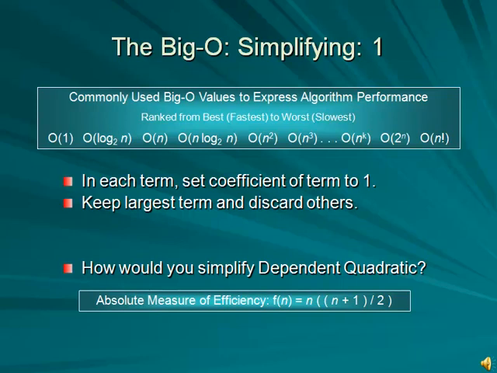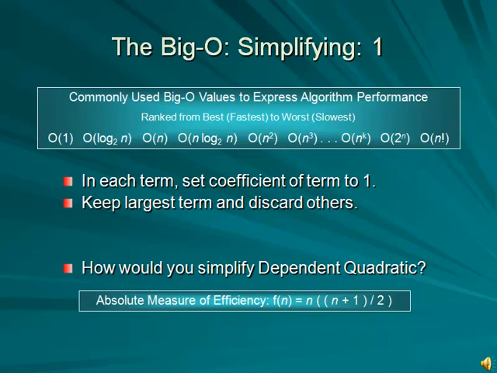What process do we go through? Well, it's essentially a two-step process to simplify into big O. The first is to take each of the terms in the expression and set the coefficient of each of those terms to 1. Step 2, we take the largest term and throw away the others, because the other terms are not significant. Now that sounds a bit abstract. Let's take a look at how you'd apply that process in simplifying the dependent quadratic measure of efficiency that we looked at earlier.